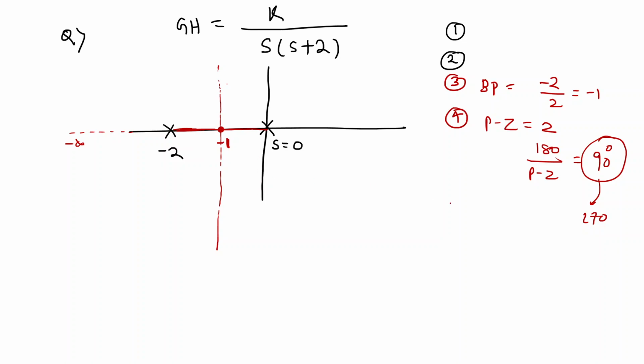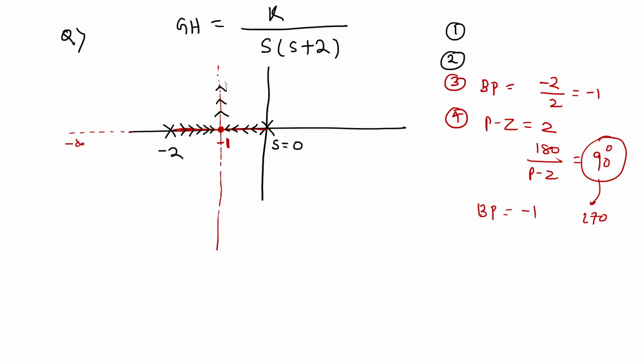Now you are required to find out the breakpoints. Tell me what the breakpoint is. If you solve, the breakpoint is also coming at minus 1. So it means these two poles will now start approaching here. This pole also comes here. At the breakpoint minus 1, they will collide with each other, and this is a breakaway point because two poles are located adjacent to each other, and they will go in the direction of the asymptotes.